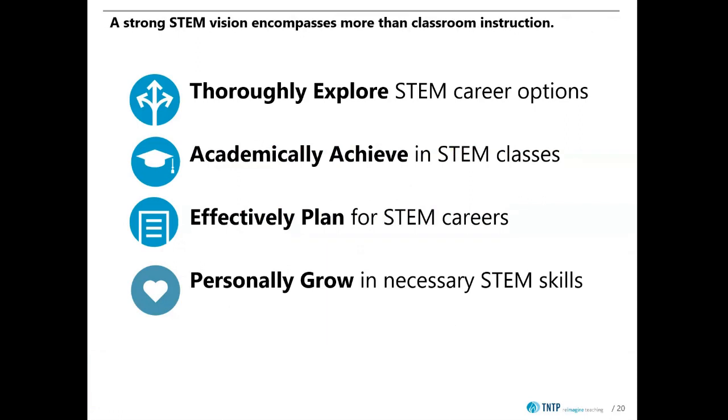As you heard in our definition of STEM and saw in Walker Valley's vision statement, a strong STEM program goes beyond just what happens in the classroom. A strong STEM program gives students an opportunity to do these 4 things, which include but are not limited to classroom instruction. These 4 components are thoroughly explore STEM career options, academically achieve in STEM classes, effectively plan for STEM careers, and personally grow in necessary STEM skills.